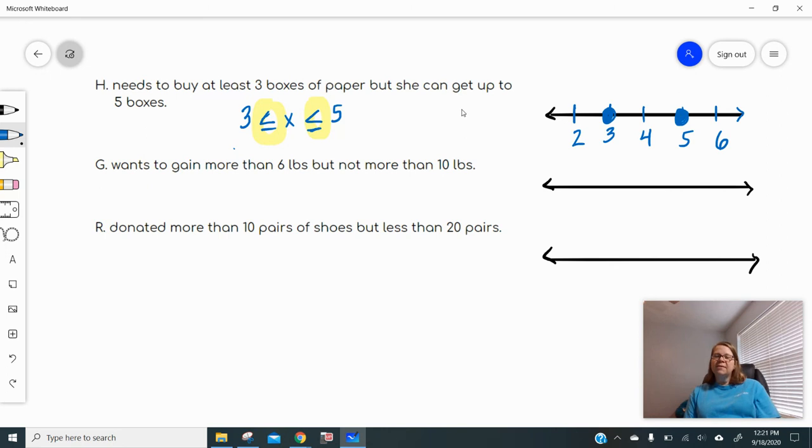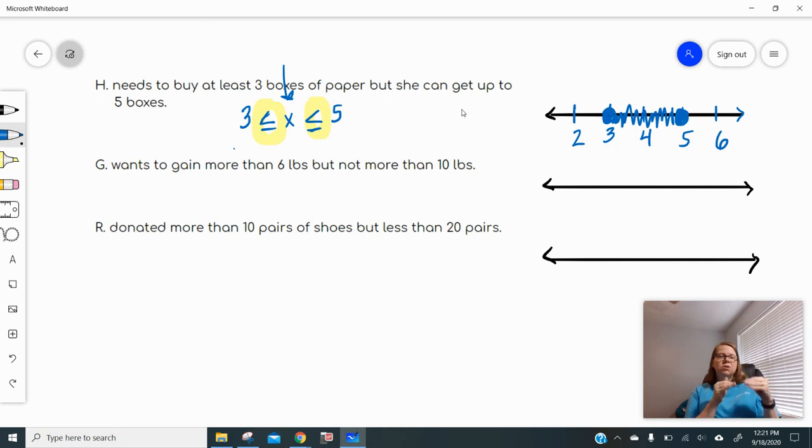And then the last thing is where to shade the actual number line. X is in the middle. And so I need to shade in the middle in between those two numbers. And so that shows that you can buy 3, 4, or 5 boxes. And I guess maybe you can buy half a box of paper, or whatever. So all of that's included in between.